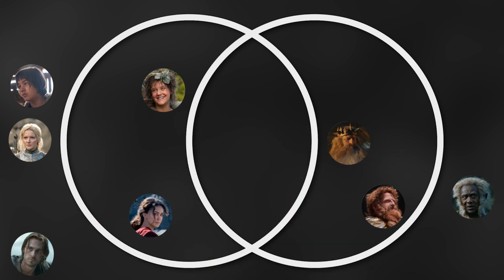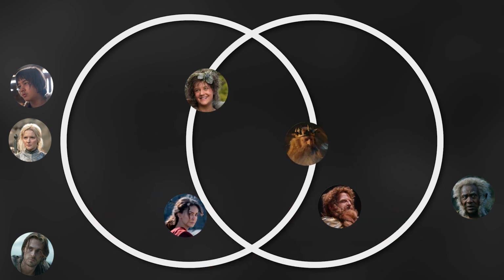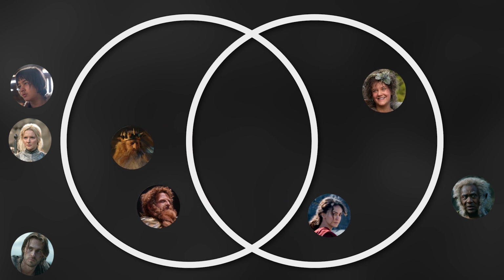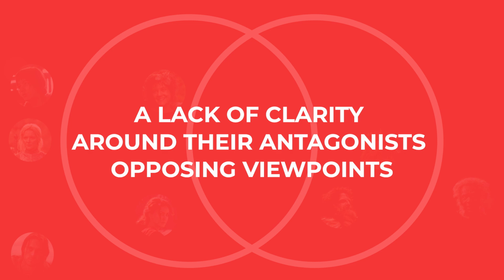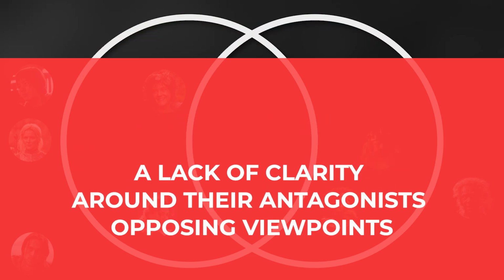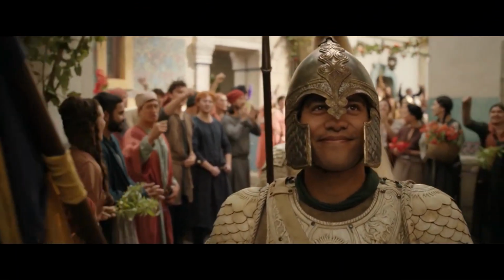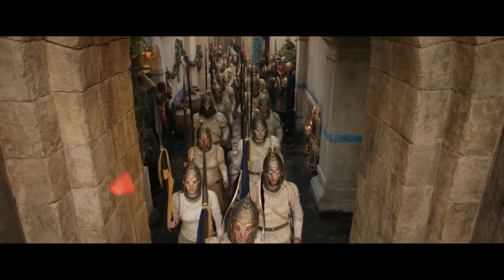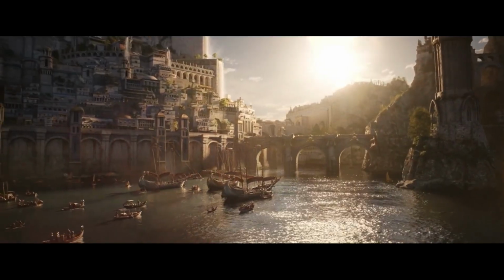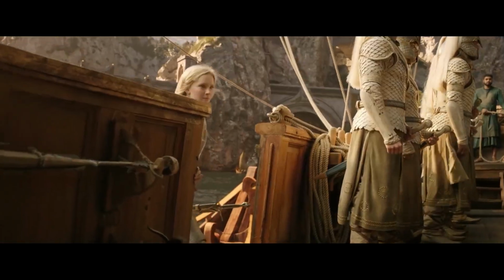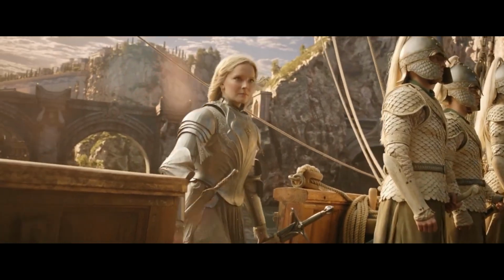Therefore, what's preventing these 4 characters from effortlessly falling into one side of the argument over the other is a lack of clarity around their antagonists' opposing viewpoints. Let's take a look at an example from the Rings of Power. In episode 5, Galadriel tries to convince Halbrand to return to Middle-earth and the Southlands, where her and the Númenóreans are heading. Halbrand is reluctant to leave.